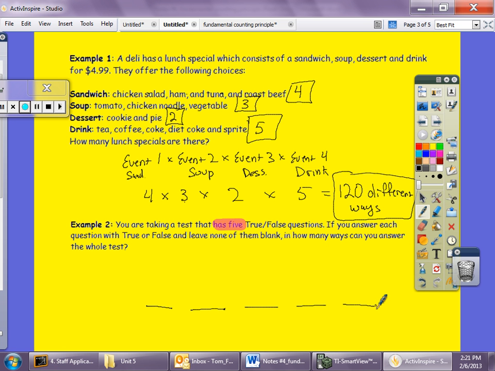And first, question number 1, true or false, well, that's 2 choices. Question number 2, true or false. Number 3, true or false. Number 4, true or false. And question number 5 is also true or false. Now, it tells us to multiply these. So 2 times 2 is 4, 4 times 2 is 8, 8 times 2 is 16, 16 times 2 is 32. So there's 32 different ways to answer the test.